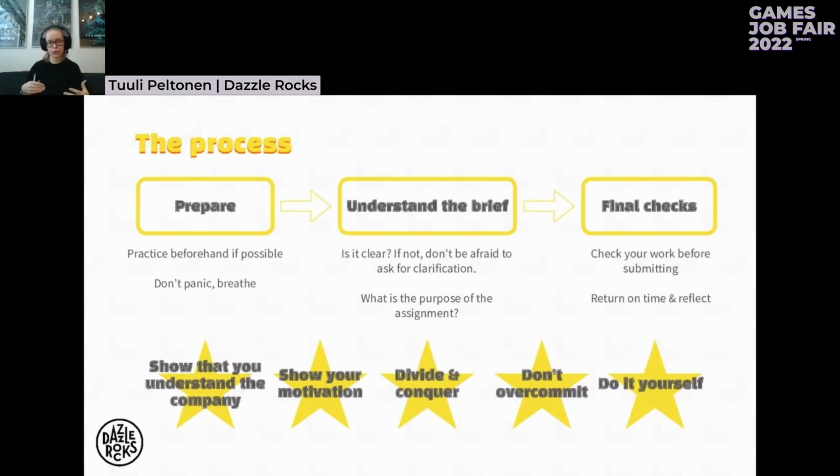Don't overdo it either. And do it yourself. I mean, they're measuring your skills, not anyone else's. So it's okay to maybe talk about it later with a friend and maybe reflect on what you can do better and stuff like that. But do the test assignment yourself. It's meant for you.